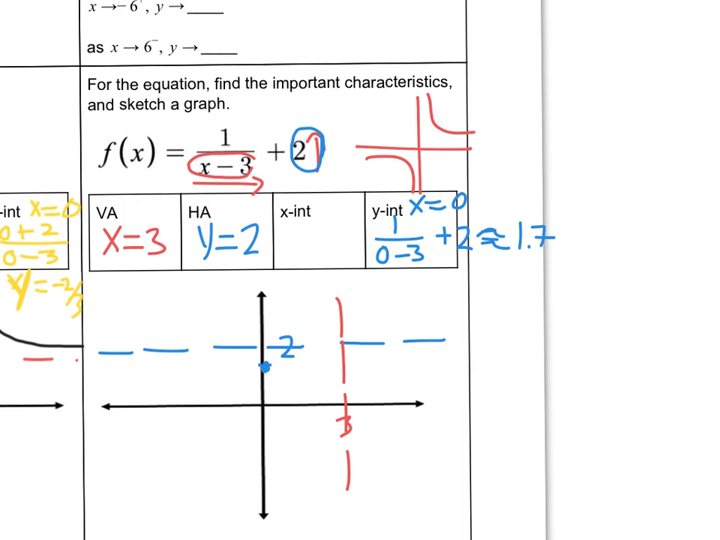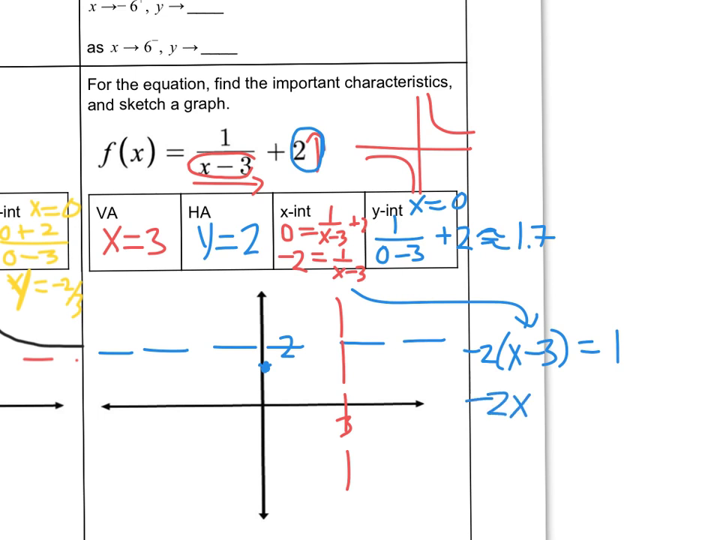For the x-intercept, we're going to start out with 0 is equal to 1 over x minus 3 plus 2. Negative 2 is equal to 1 over x minus 3. I'm going to continue this work over here. I'm going to multiply both sides by x minus 3, and I get negative 2 times x minus 3 is equal to 1, which means we've got negative 2x plus 6 is equal to 1. Negative 2x is equal to negative 5, and x is equal to positive 2.5.